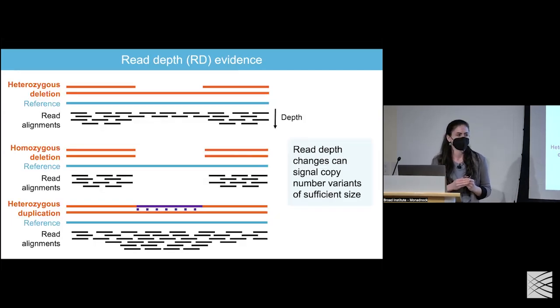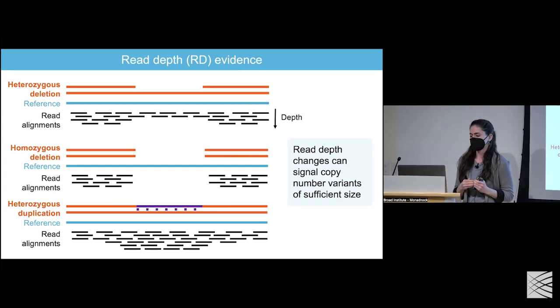Our next type of evidence is read depth, or RD. So changes in read depth or coverage can signal the presence of large copy number variants. So going through these examples, in the case of a heterozygous deletion, we see a drop in read depth over the deleted region. And that's because there's only one copy of that DNA in the sample as opposed to two. So there's just less DNA to sequence. In the case of a homozygous deletion, there's a complete lack of coverage over that deleted region. It doesn't exist, we can't sequence it.